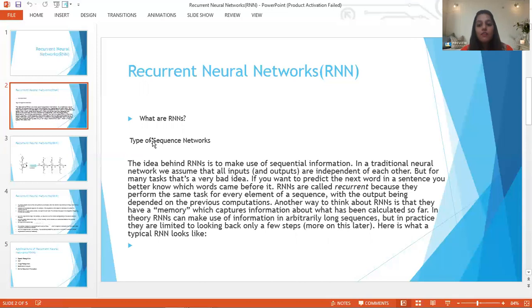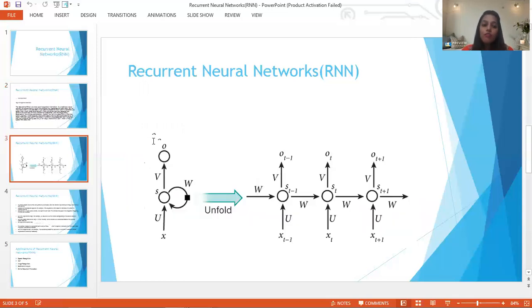Okay, so that's why it's called recurrent. And we also have to deal with long sequences. So there are many different sequence networks for that also, like LSTM and GRU, right?